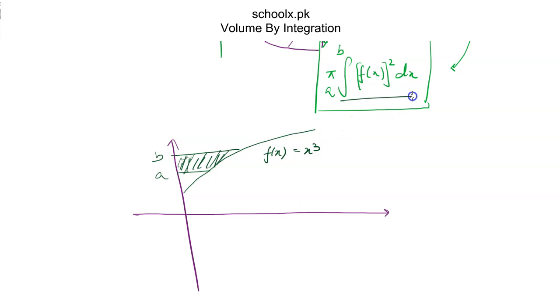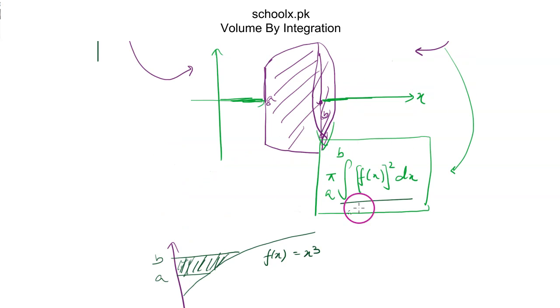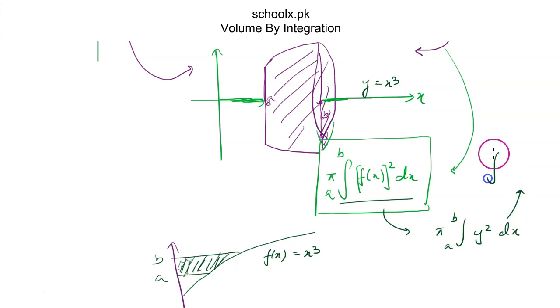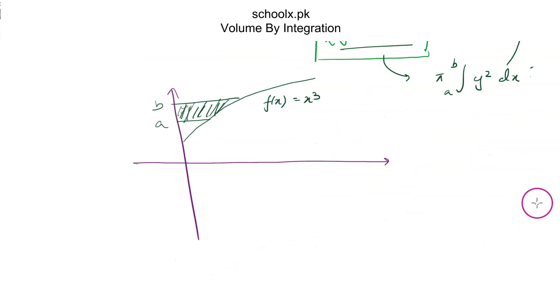So this is the formula when it was rotated around the x-axis. This is basically pi integral from A to B of y squared dx, where y is in terms of x. Let's say y here was x cubed. So this will become pi integral from A to B of x cubed squared dx. Alright, now here in this case y is x cubed again, but they've asked us to find the volume when it is rotated about the y-axis, not the x-axis.